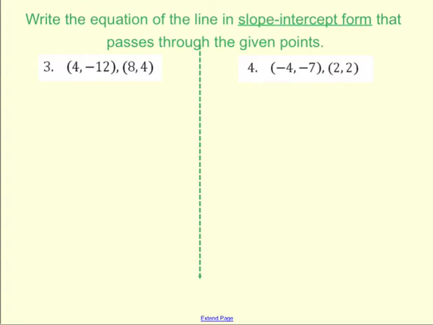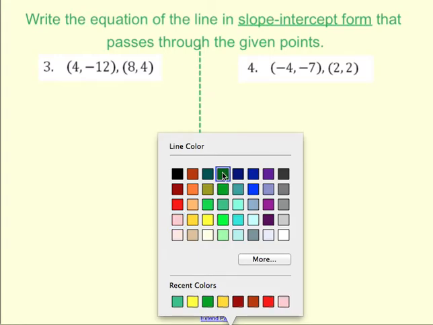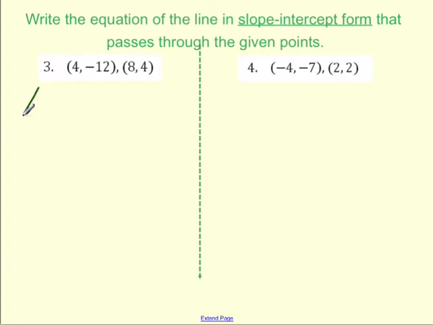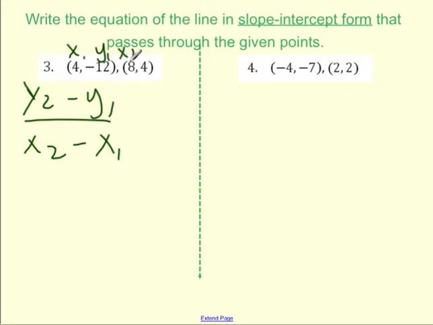Okay, so let's take a look at how we're going to do some of these. It says to write the equation of the line in point-slope form that passes through the given points. Well, in order for us to do that, we need to first calculate the slope. So that's where we're going to take that formula from the original slope-intercept form. So y2 minus y1 over x2 minus x1. So it helps me out to label the points, x1, y1, x2, y2.